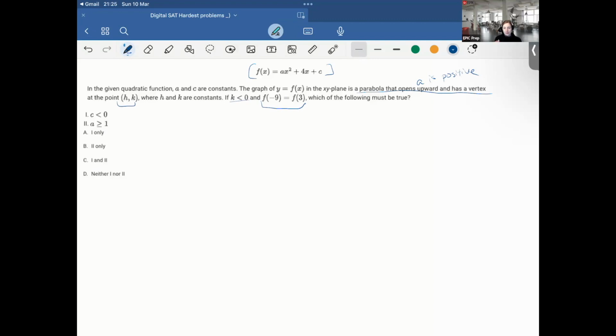Okay, so first, why would f of -9 and f of 3 be equal to each other? Where would that occur? Oh yes, where y is equal to 0 is where they would equal each other. And that's basically the x-intercepts of the parabola. So just to look at this from a graphing perspective, if this is 0, 1, 2, 3, 4, 5, 6, 7, 8, 9, this is -9.